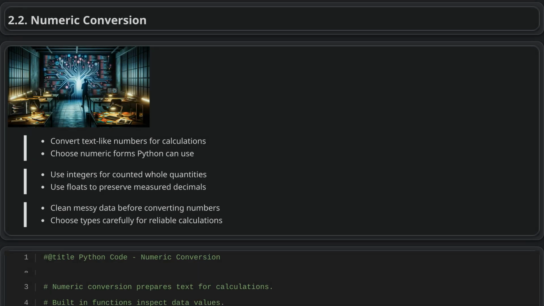Numeric conversion. Numeric conversion in Python means changing a value into the right numeric form for calculations or comparisons. This is often needed when numbers come in as text from user input or a file, because Python will not treat them as numbers until they are converted. Built-in conversion functions let you turn values into whole numbers or decimal numbers, helping Python process them correctly.